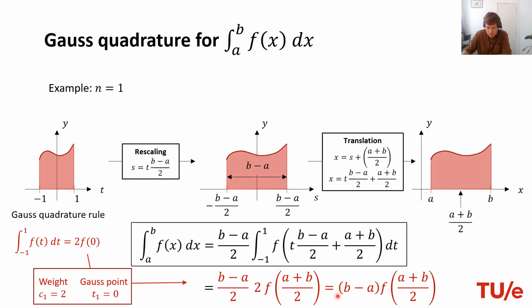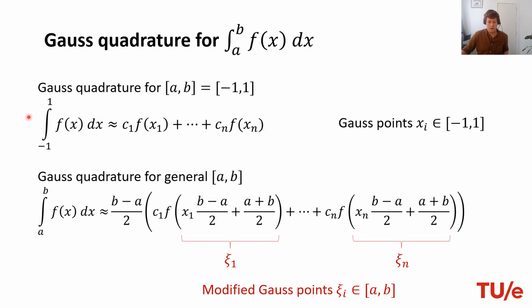So working this out a bit, we see that the single point Gauss quadrature rule applied to a function on an interval from a to b, well, that will be (b minus a) times f evaluated at (a plus b) over 2. And we already saw this actually, because this is exactly the midpoint rule. So what this shows us is that the Gauss quadrature rule for one Gauss point corresponds exactly to the midpoint rule. Just a brief recap of what I said in the previous slide.